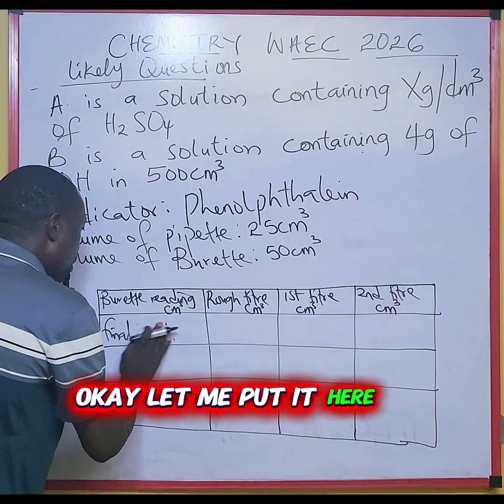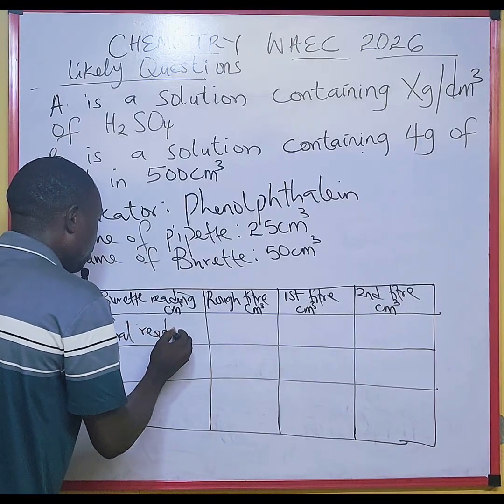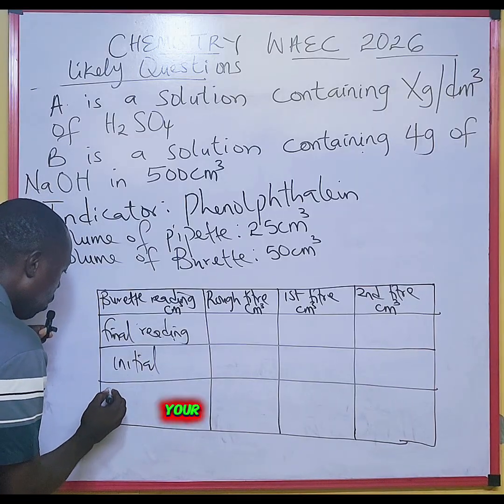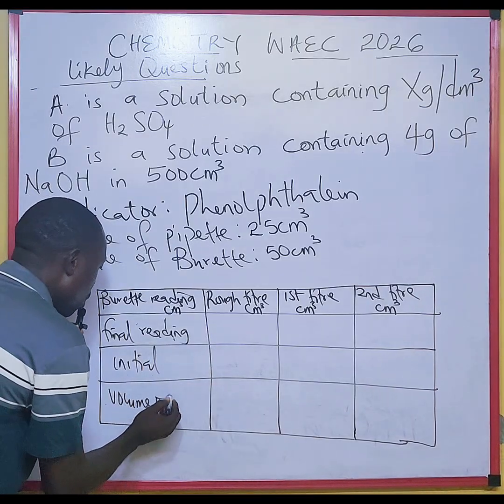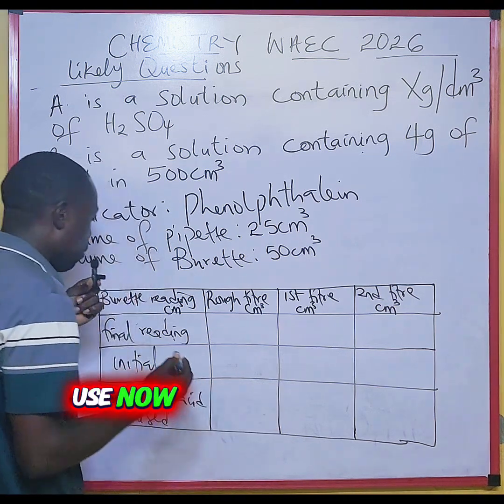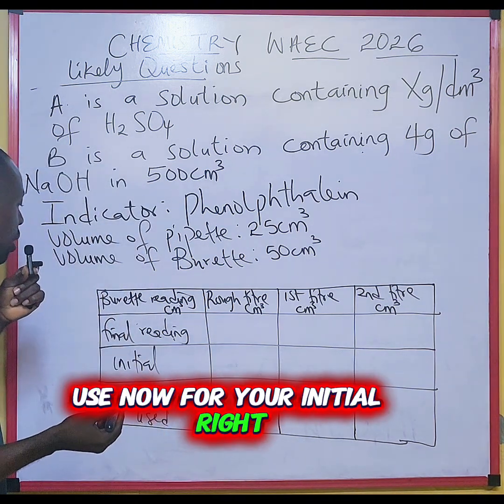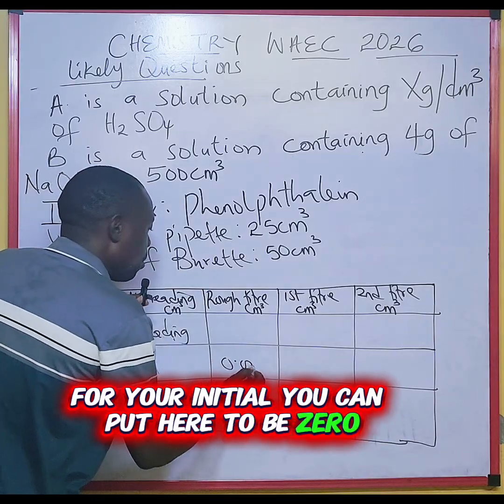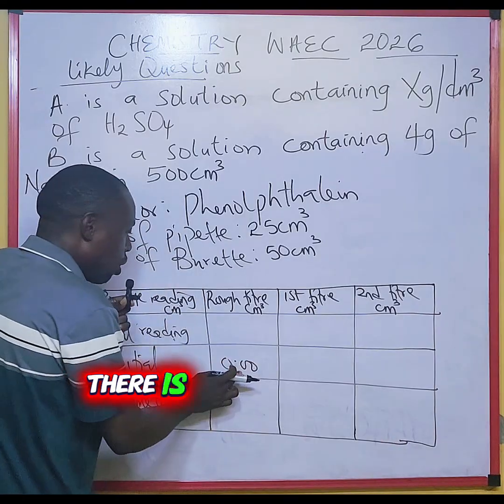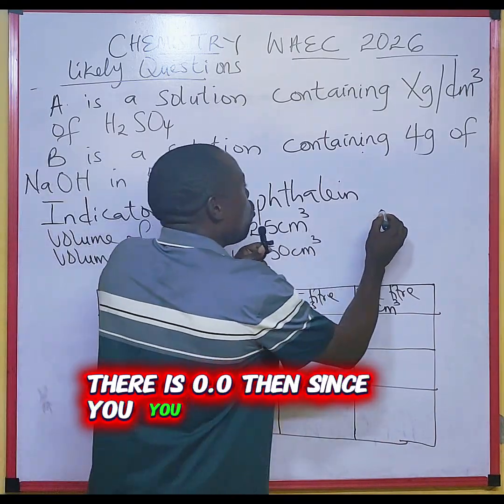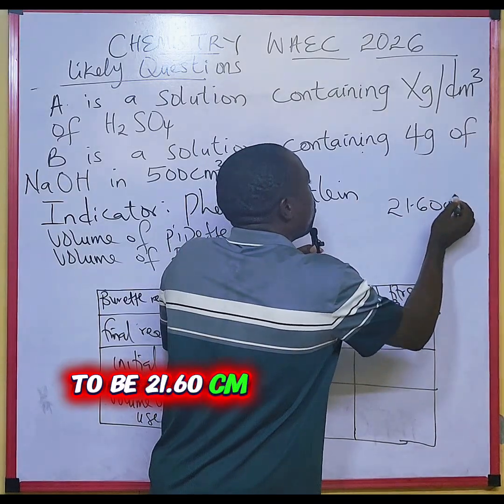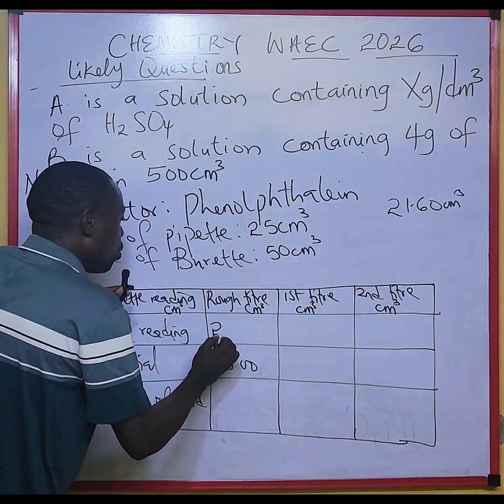Okay, let me put it here. Your final readings. Here is your initial. Here is your volume of acid used. Now, for your initial, you can put here to be 0, right? Although this one is practical, so you do the practical. There is 0.0. Then since you already have the average in your mind to be 21.60 cm cube, you can come here to just put 23.